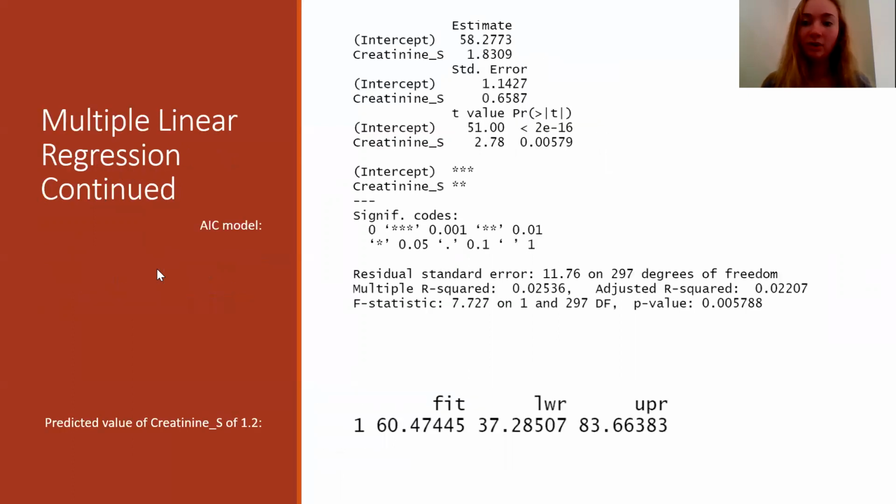To tell which variables are important in predicting the age variable, I applied the AIC method. 4 of the variables were removed, so just creatine S remained. Still, it only gives a good prediction 2.2% of the time. To test the model, I used 1.2 for creatine, and the output is the lower numbers on the bottom of the screen. The age was estimated to be between 37.28 years and 83.66 years, so overall, this is not a super good model to estimate age.